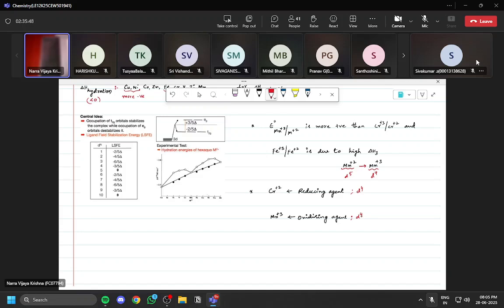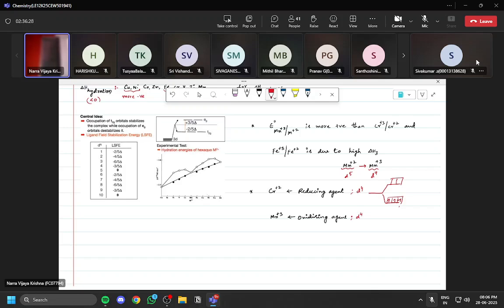A reducing agent means it is trying to lose an electron. Why is it trying to lose an electron? Because it converts into t2g. After losing one electron, it becomes a d3 configuration. When it gets a d3 configuration, what happens? The t2g orbital becomes half filled. Therefore, it becomes stable.